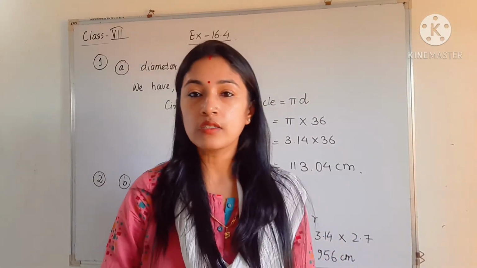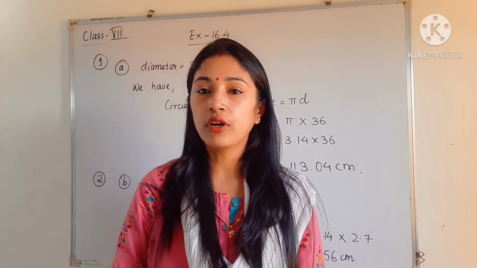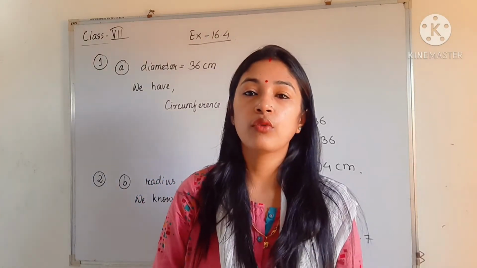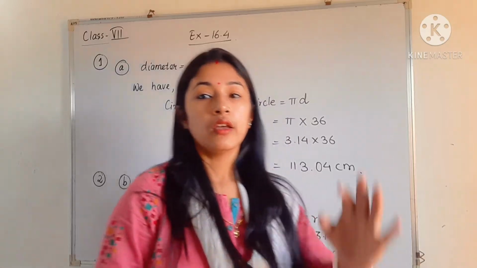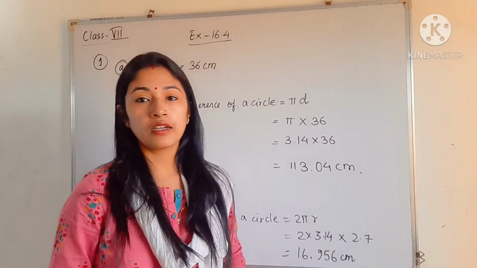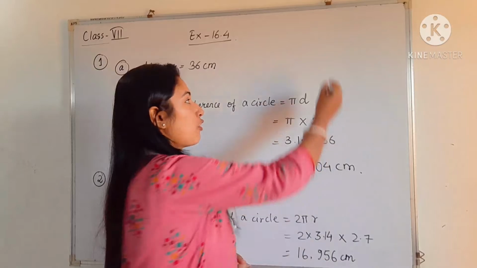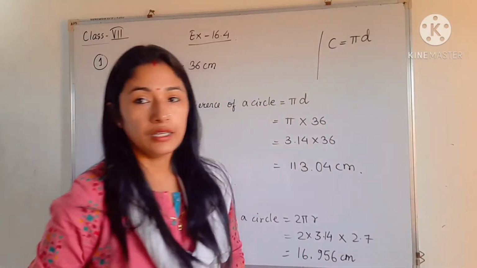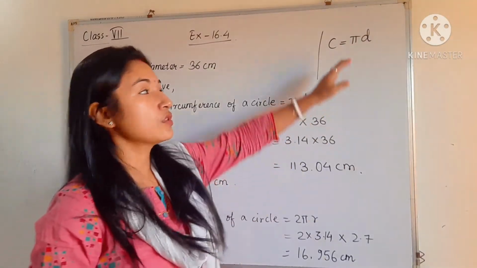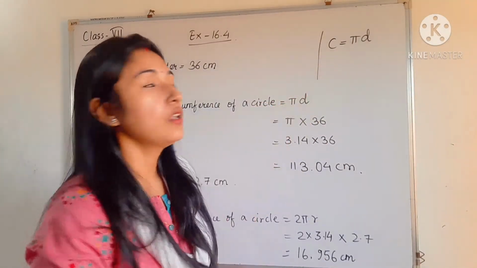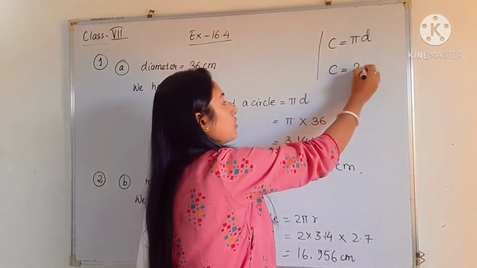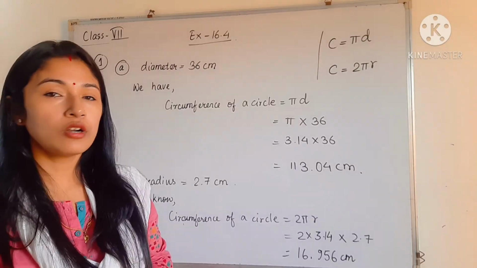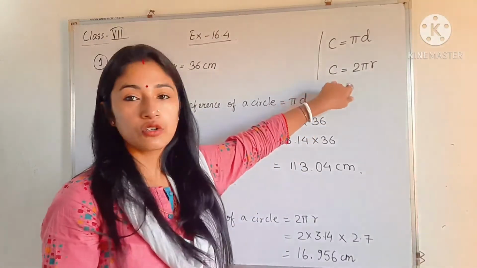The first question is, we have to find the circumference of the circle if the diameter is given. In question number 1 the diameter is given. So already I have discussed that if the diameter is given, then we can use the formula of circumference, and circumference is equal to pi into d. If the radius is given, then you can use the formula C is equal to 2 pi r. What is C here? C is the circumference of the circle. I am writing in short.